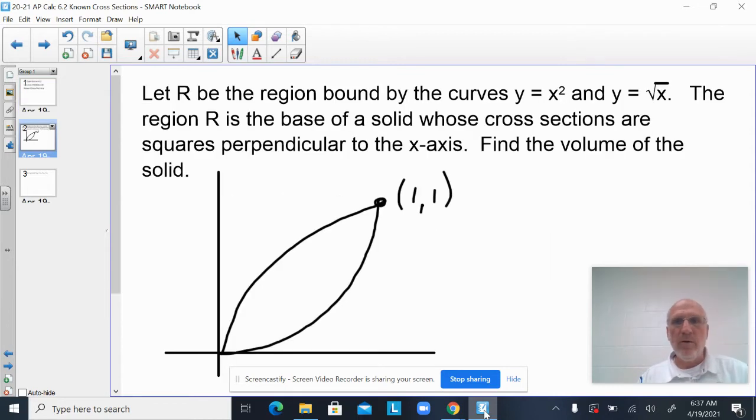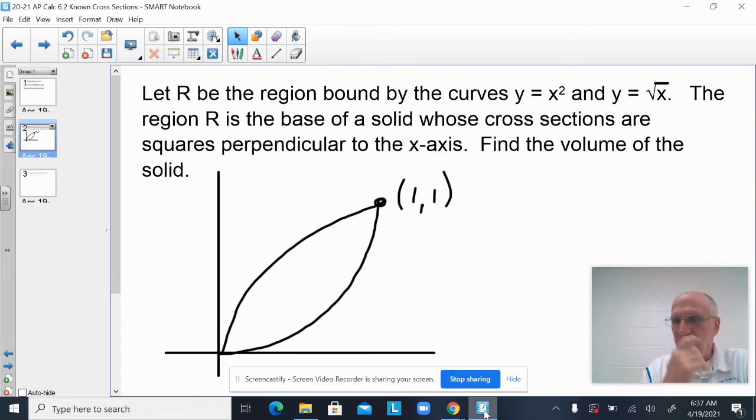So here we go. We've seen this region before. Let R be the region bound by the curves y equals x squared and y equals root x. The region R is the base of a solid whose cross sections are squares perpendicular to the x-axis. Find the volume of the solid.